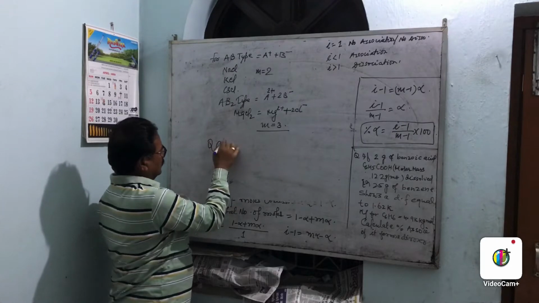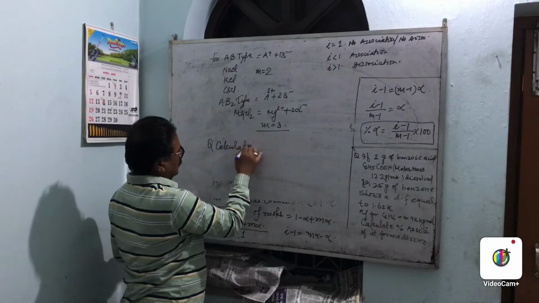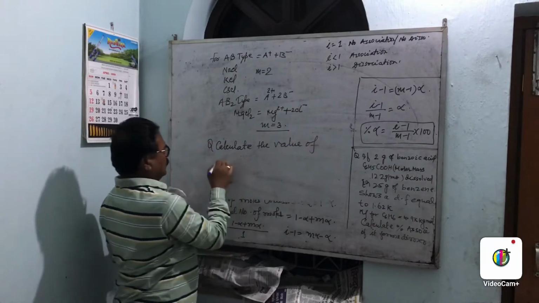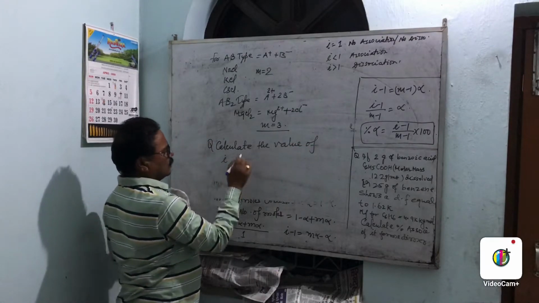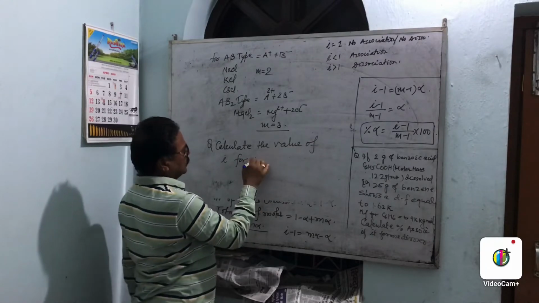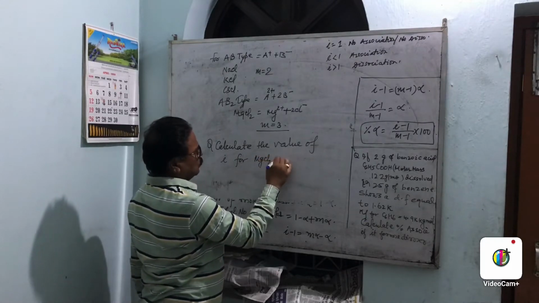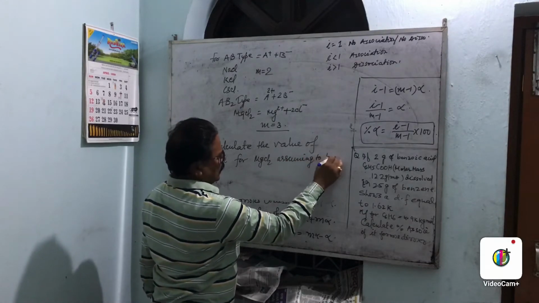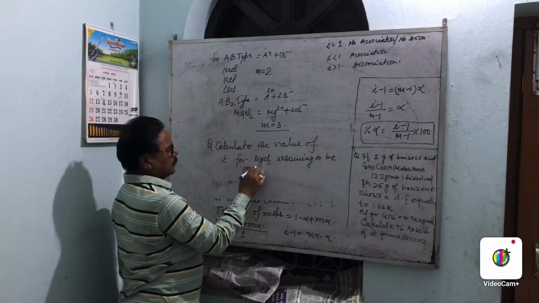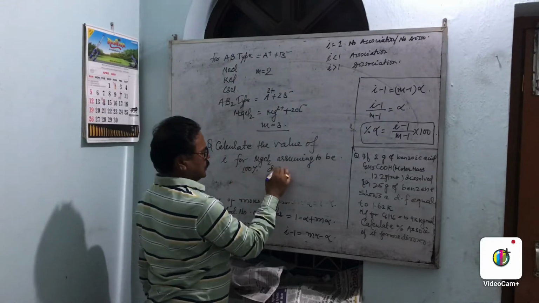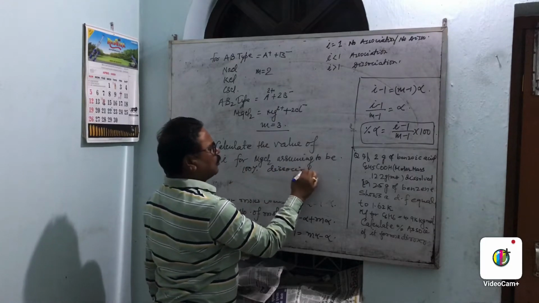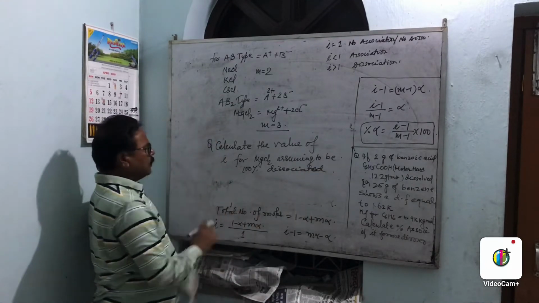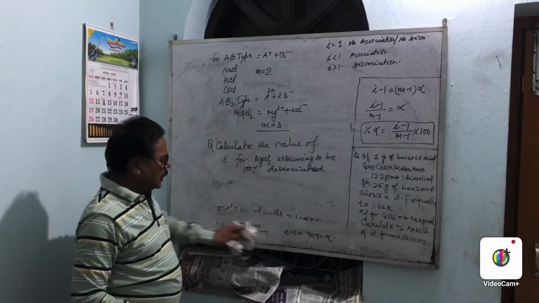Now, suppose calculation of i. Calculate the value of i for MgCl2, assuming it to be 100% ionized or dissociated. Yes, completely ionized, dissociated. Now we have to calculate alpha.